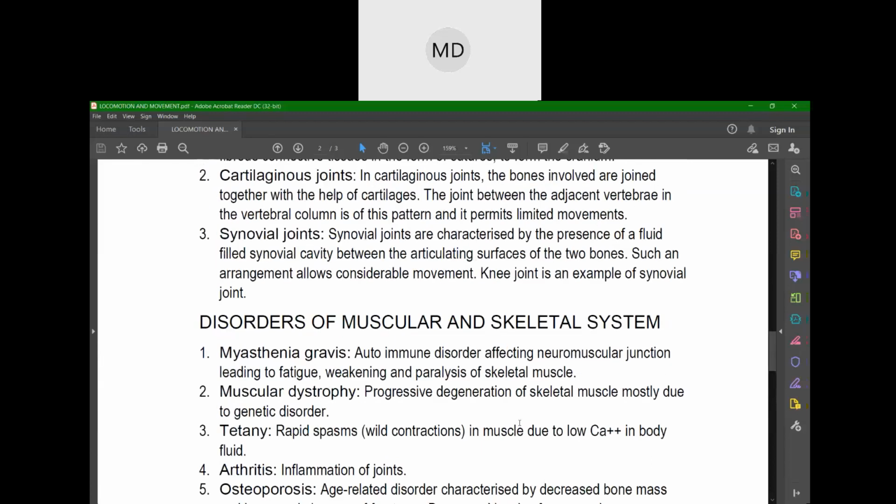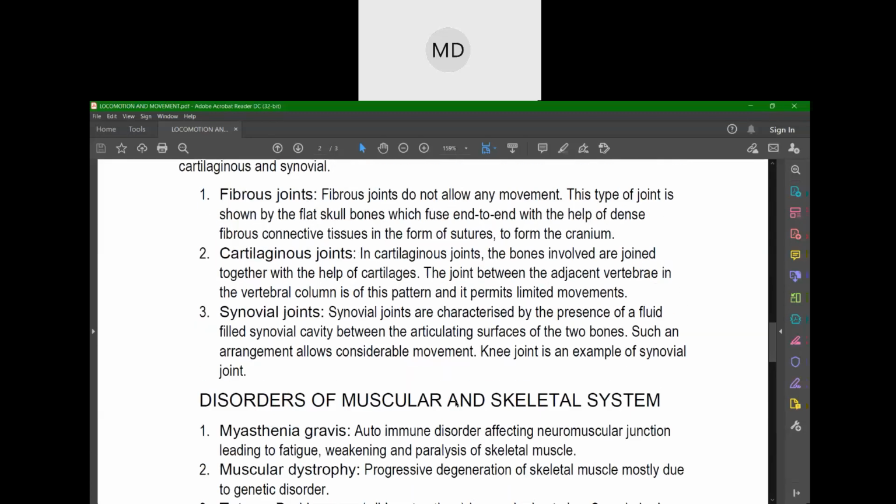So these are the types of diseases, and this is it. This chapter is this much only. So any doubts you have, you can ask.